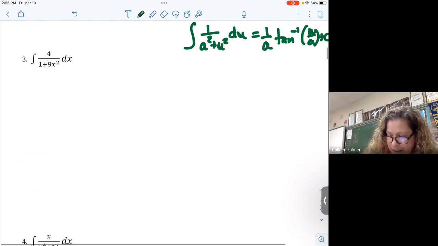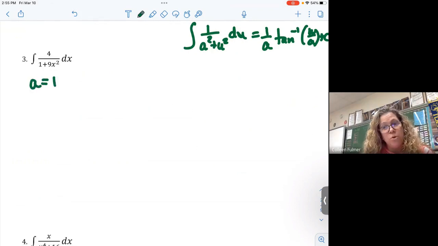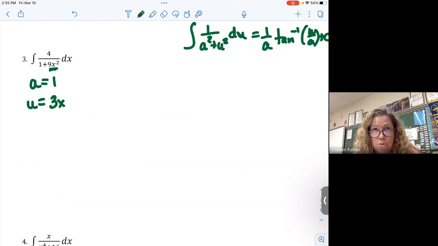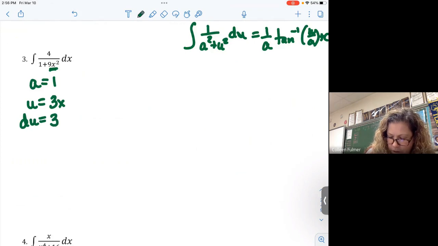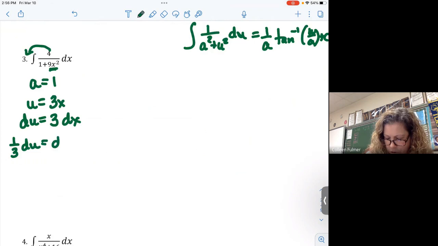So again, I'm going to figure out what my a and u are. I'm going to let a equal 1, because if a squared is 1, then a is 1. I'm going to let u equal 3x. I got that by looking at the 9x squared. If u squared is 9x squared, then u has to be its square root, which would be 3x. And like always, I have to take my derivative of u. So I get 3 dx. I have a 4 here that I'm going to pull out in front, and I have to resolve this 3. So I'm going to get 1/3 du is equal to dx.